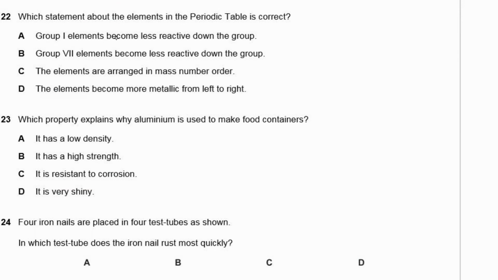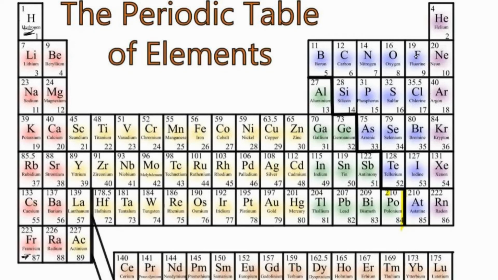So group 1 elements become less reactive down the group? No. Okay, group 7 elements become less reactive down the group. We have fluorine and chlorine at the top of group 7. This is group 7. That's group 7. We have fluorine and chlorine at the top, and those are quite reactive. And then we get down to iodine, astatine. Yeah, they become less reactive.